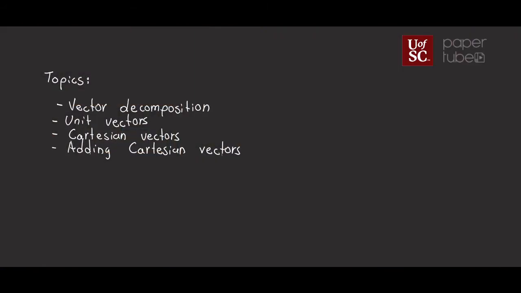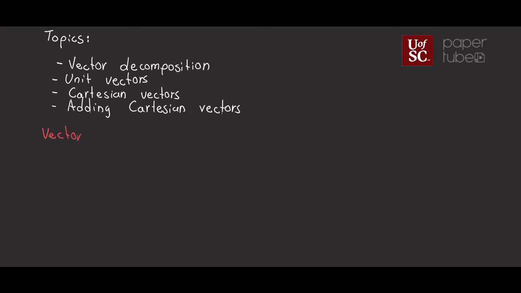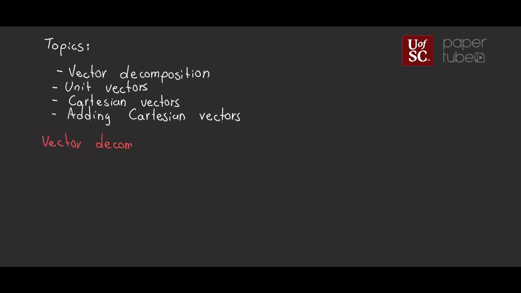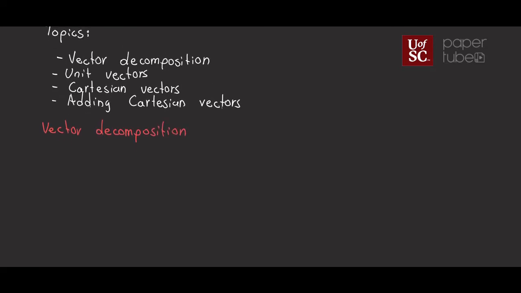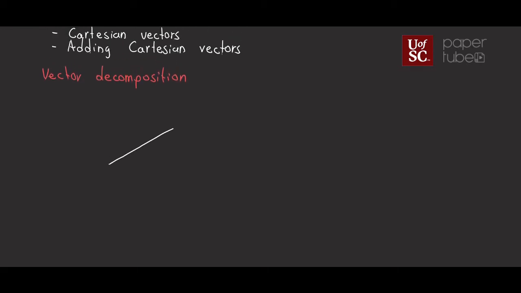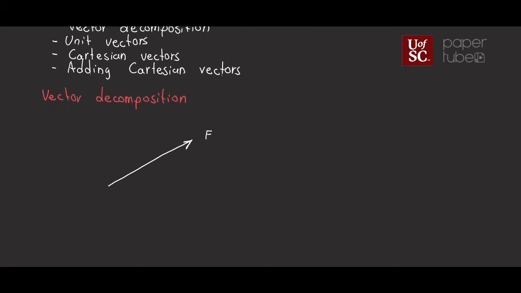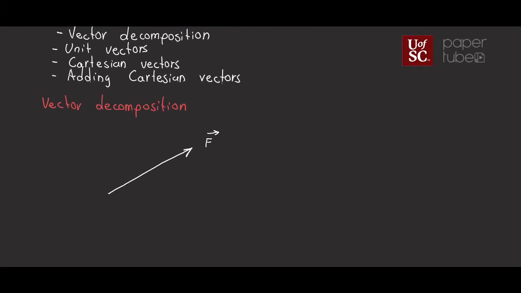So first we're going to look at vector decomposition. Let's just start there. The idea is that if we have a vector, this is a vector F. Let's say that this is describing a force, and I have two directions in which I want to express this vector, or I like to call it, break it down into different components.